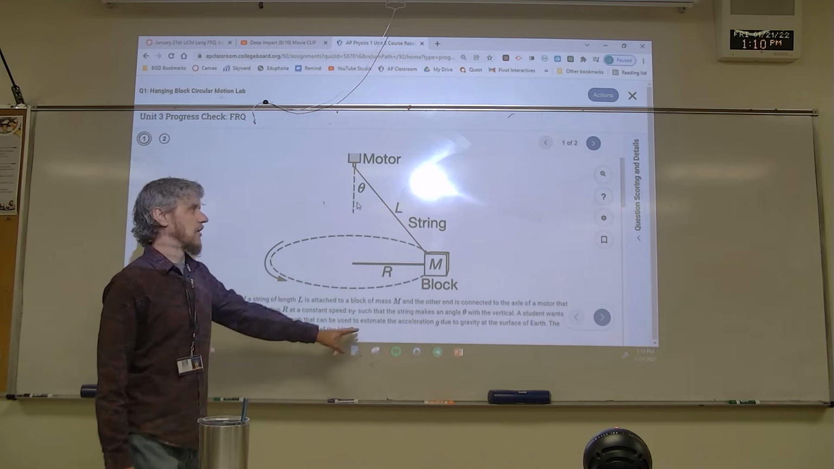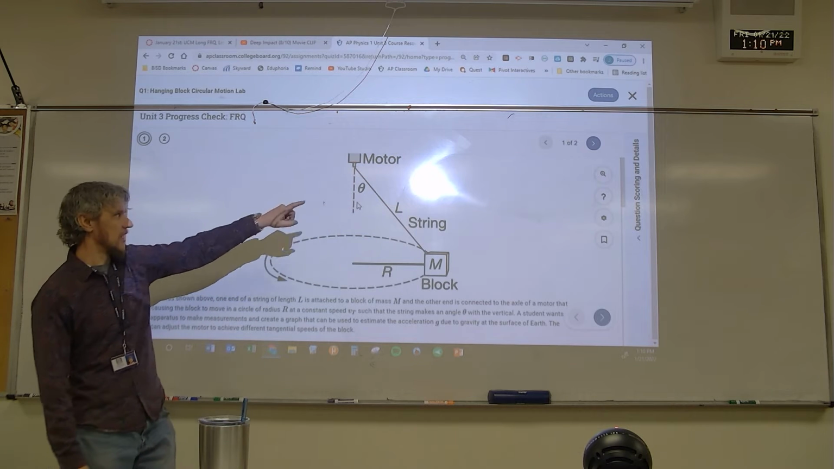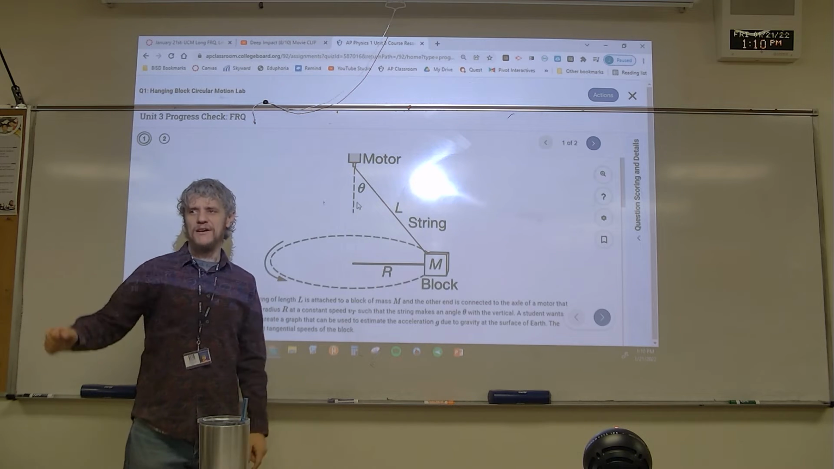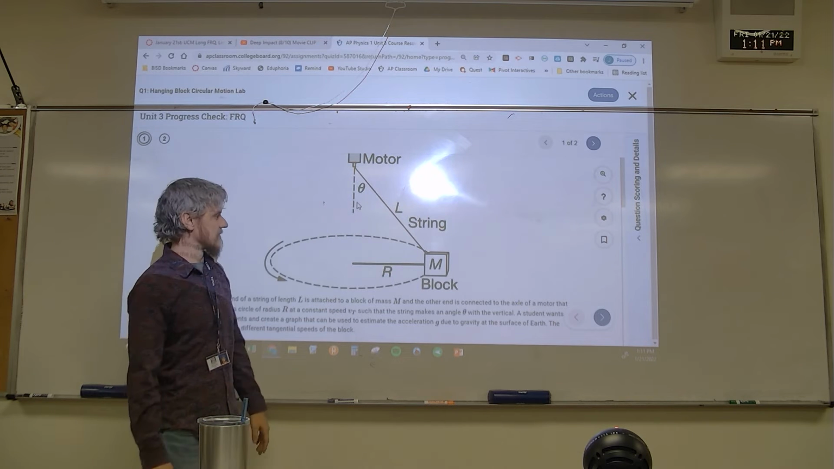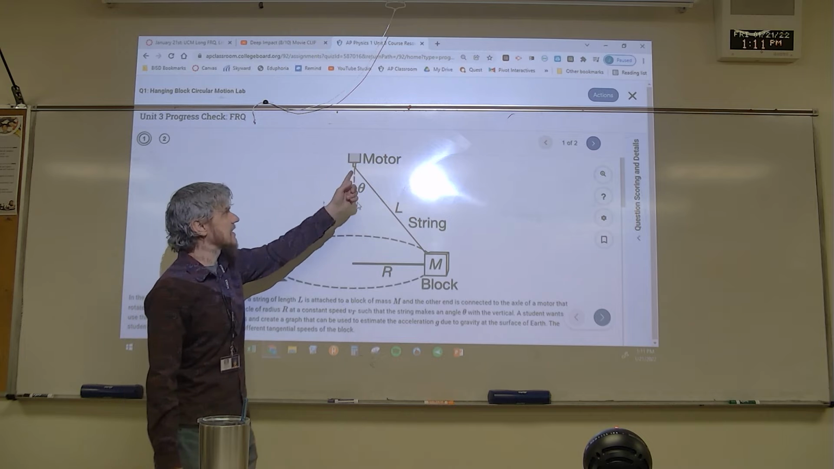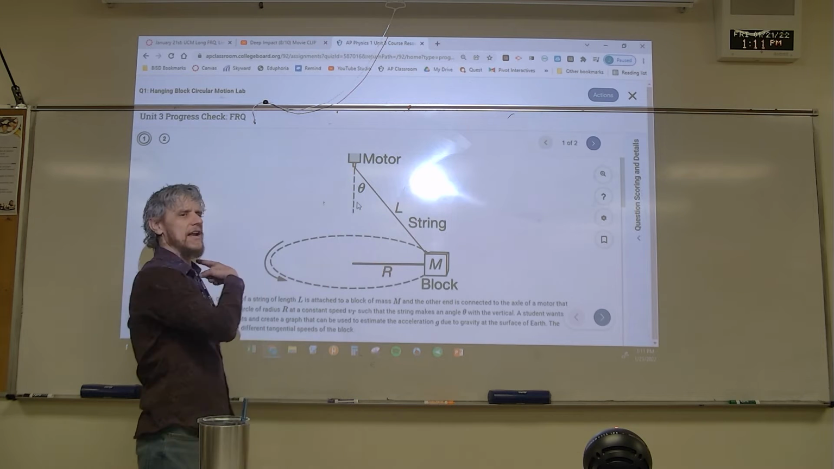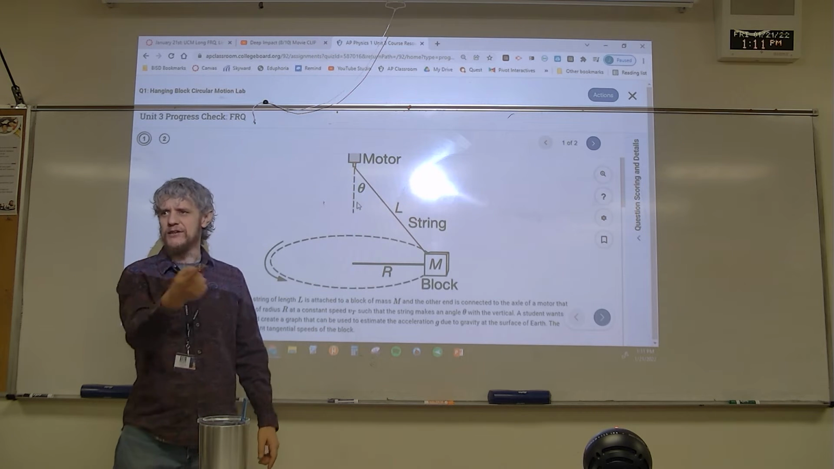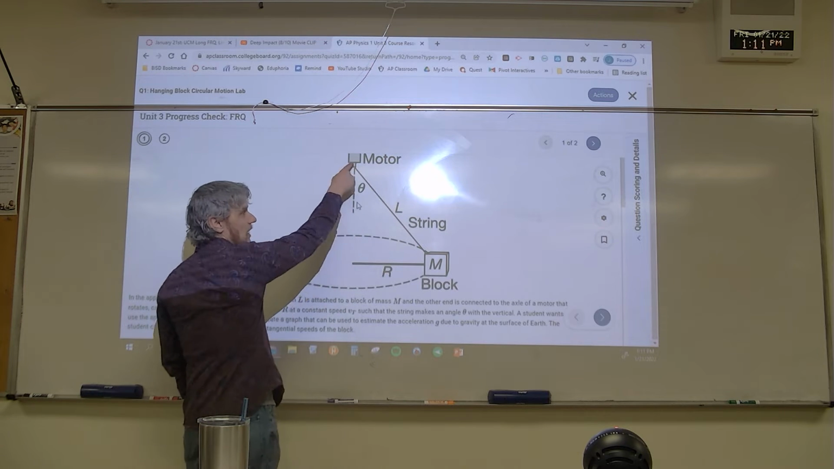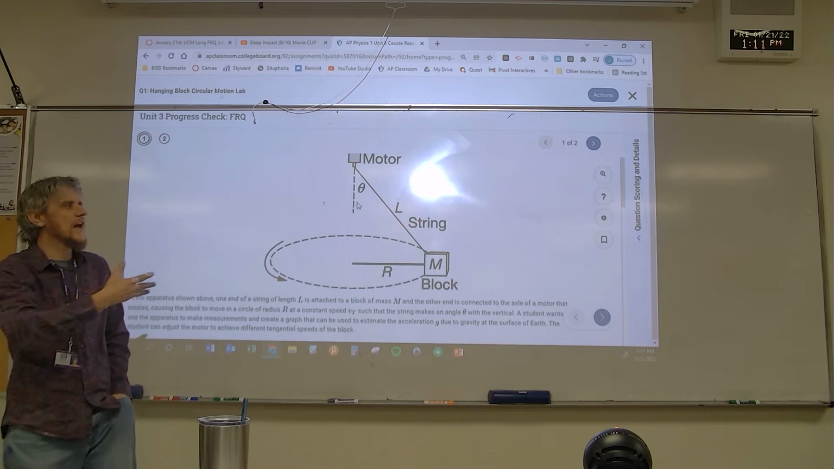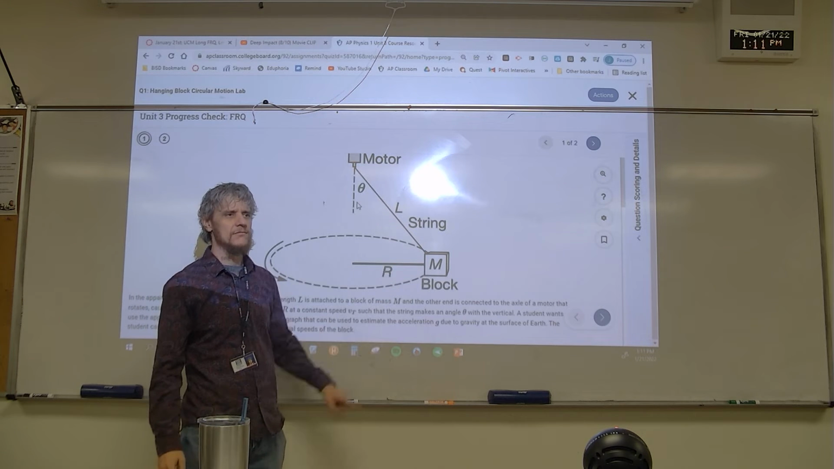Before I go farther, I want to conceptualize what's going on. I have a motor that I can control the speed on, and depending on the speed, it might dictate what happens. So what would you think? Let's say I have a certain speed on my motor, and a certain horizontal circular motion, uniform circular motion. What happens if I turn up the speed, do you think? What would happen to M? What would it do?